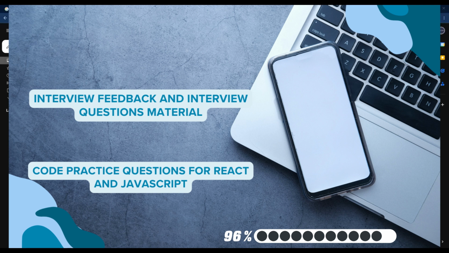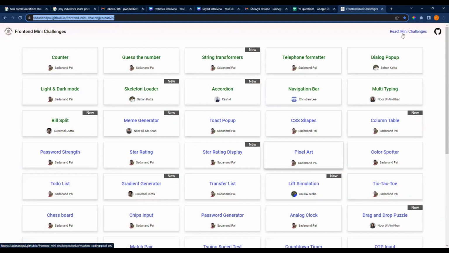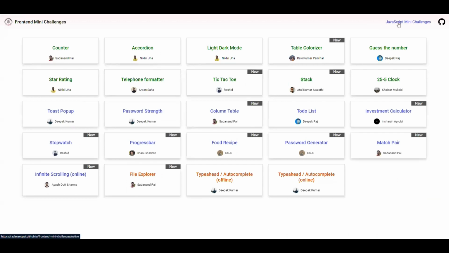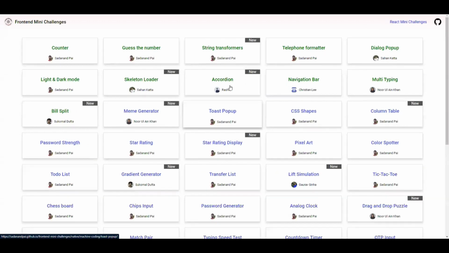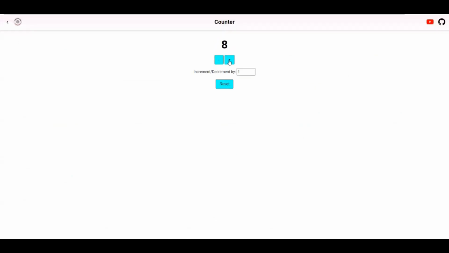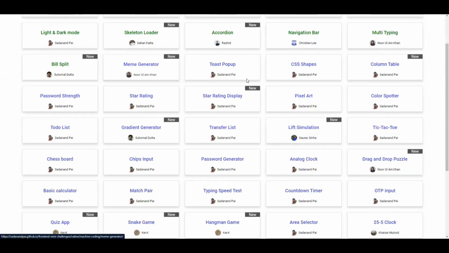Okay, so here is a simple website that a few people have created. This is the React mini challenges. You can find React challenges and JavaScript challenges over here. So sometimes what happens is the interviewer will ask you to create a counter like this. And if I want to decrease by 5 and reset it as well. Such kind of things are mostly asked in interviews. So try to solve this kind of things. It will help you.